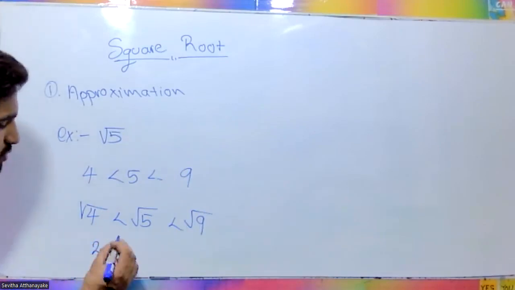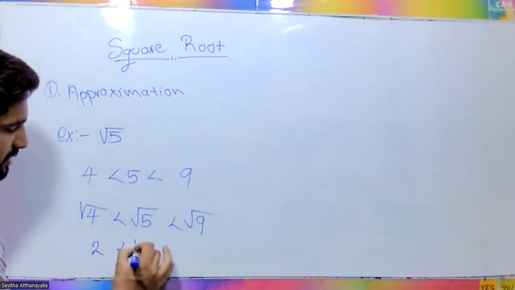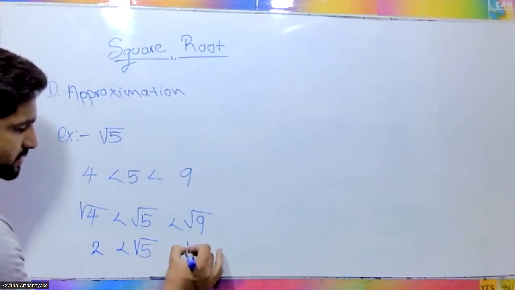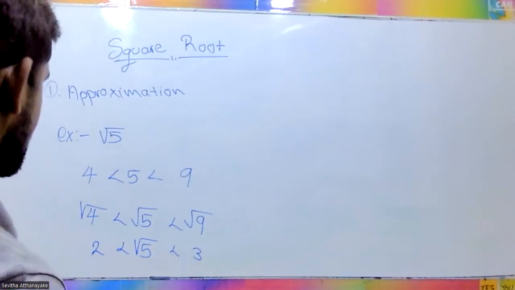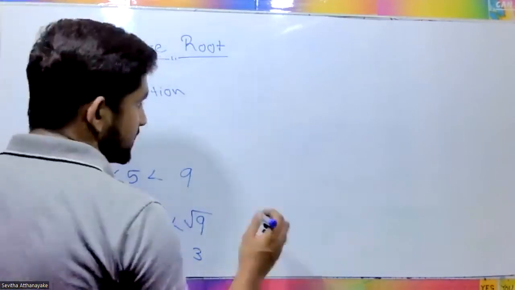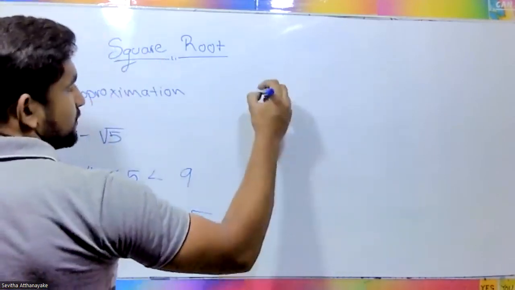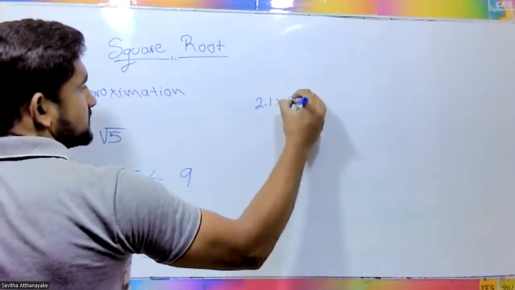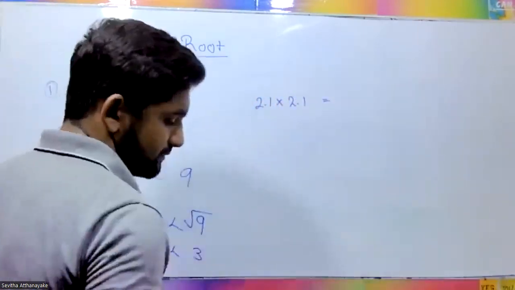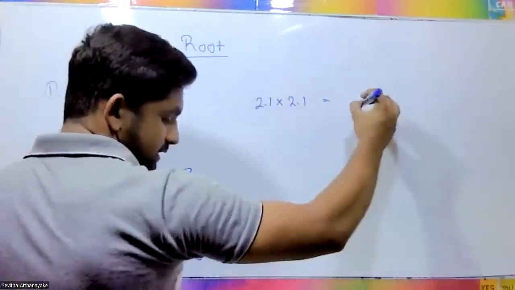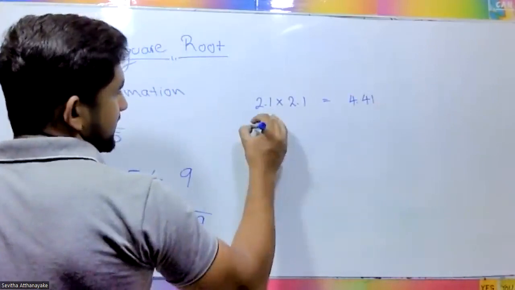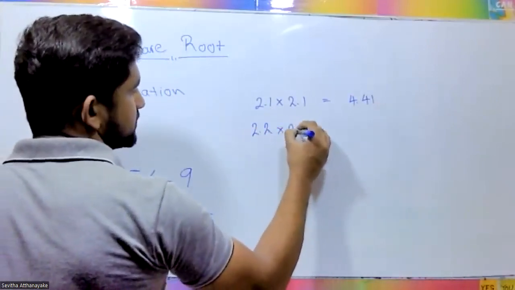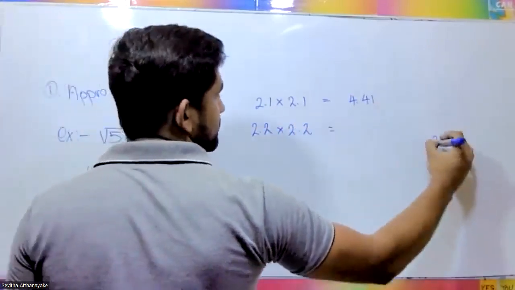So root 4 is 2. Here root 5, here 9. Okay. Then we'll start from 2.1. 2.1 times 2.1 will be 4.41. Next, 2.2 times 2.2.